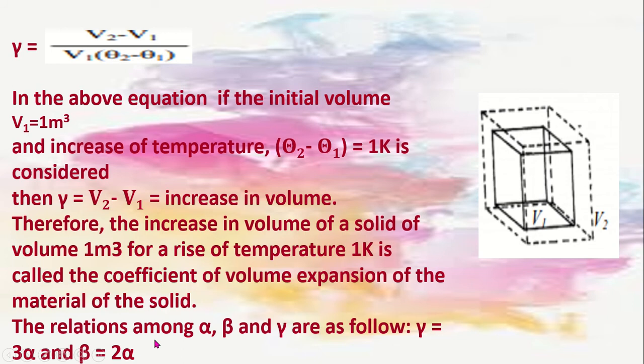Dear students, there is a relation among alpha, beta and gamma, and you have to memorize it. That is gamma equal to 3 alpha and beta equal to 2 alpha. Okay. Because for solving MCQ and also in case of creative questions, this relation is very much important. So you must remember it. And from here you can also write alpha equal to gamma by 3 or alpha equal to beta by 2.